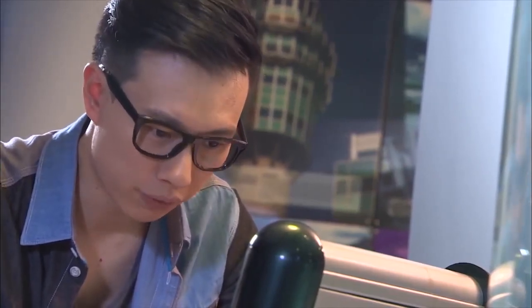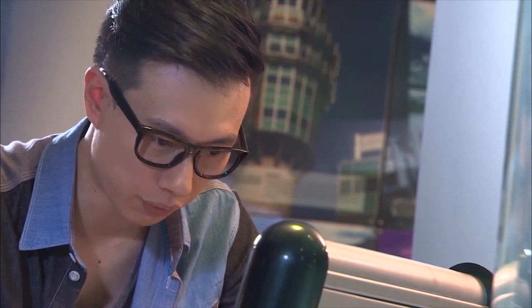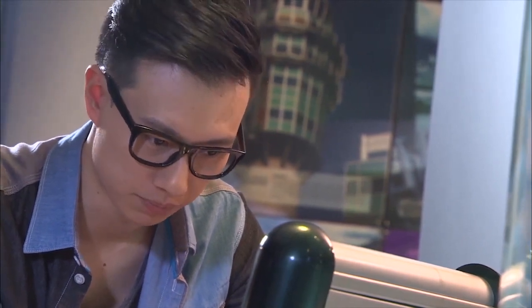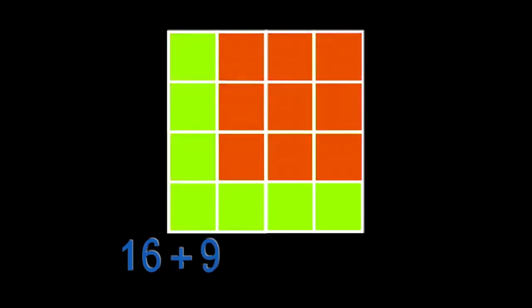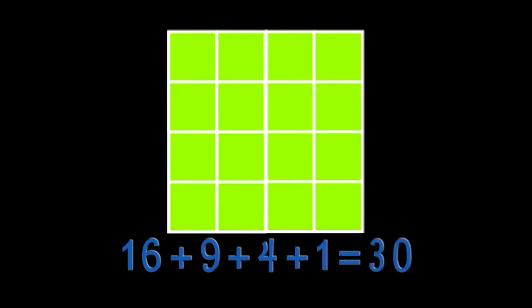Well, let me try a 4 by 4 square grid, which is 1/4 of the original square grid. In this 4 by 4 square grid, there are 16 squares with a length of 1 unit, 9 squares with a length of 2 units, 4 squares with a length of 3 units, and 1 square with a length of 4 units. There are 30 squares altogether.